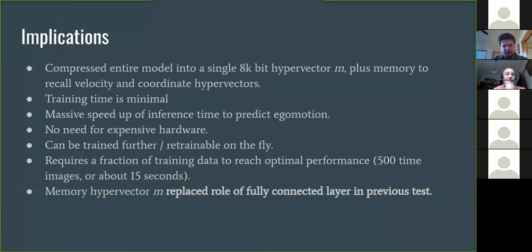And you can further train this. There's no reason you can't aggregate more results and train it on the fly or retrain it from scratch completely. And we found that after just a fraction of the data, 10% of the training set, whereas the neural network would use 70% or thereabouts, depending on how you split it, it already reached its optimal performance. It didn't really improve after that. And if you think about it, what's happening here is this memory vector M basically replaced the role of the fully connected layer in our original test, where we just used the encoded time images and fed them to a fully connected neural network and got worse results than this, actually. So this hypervector M seems to be replacing the role of the fully connected layer.